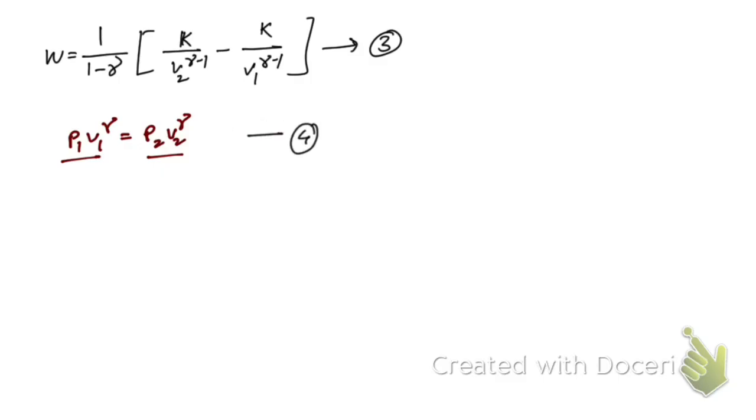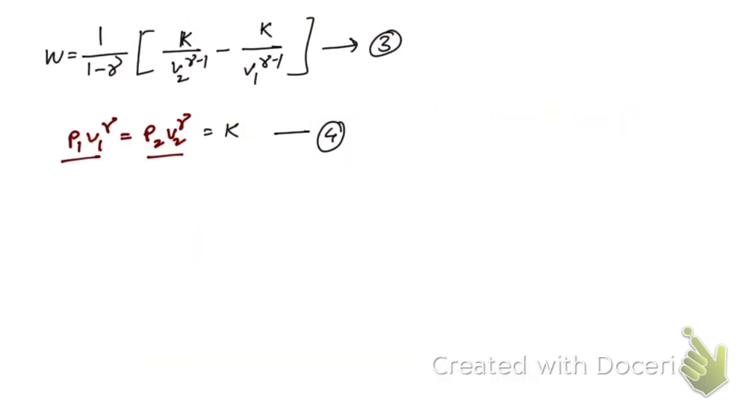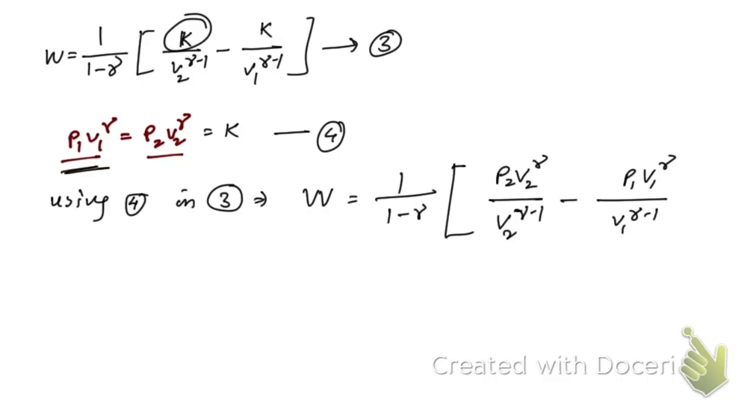Okay, so if we use this equation here, then what we can write now? If PV to the power gamma is equal to constant k, these two must also be equal to k, right? I forgot to write that k here, so let me write it. So using 4 in 3, we're going to get W is equal to 1 by 1 minus gamma, times P2 V2 to the power gamma by V2 to the power gamma minus 1, minus P1 V1 to the power gamma by V1 to the power gamma minus 1. So I have used this value here and this value here. Hope you have understood this.